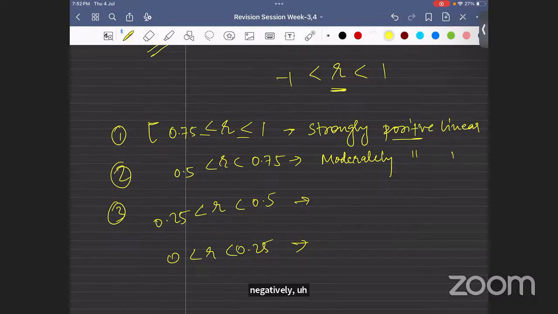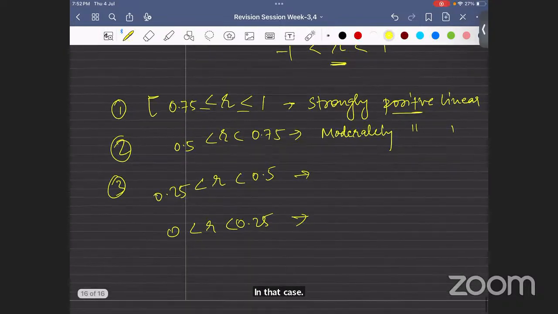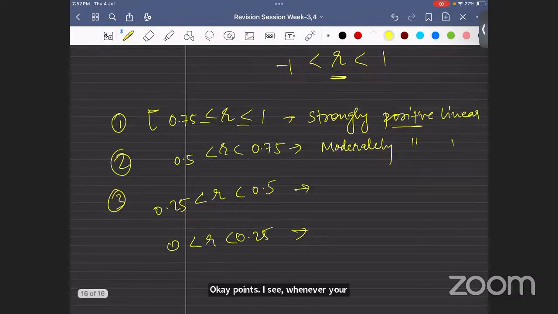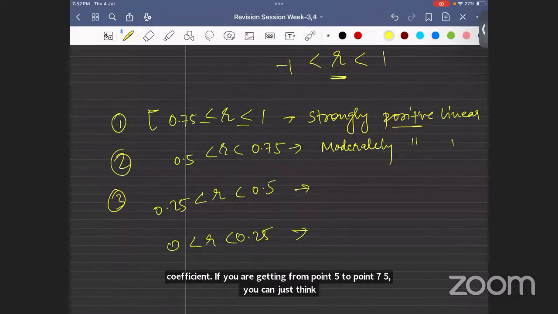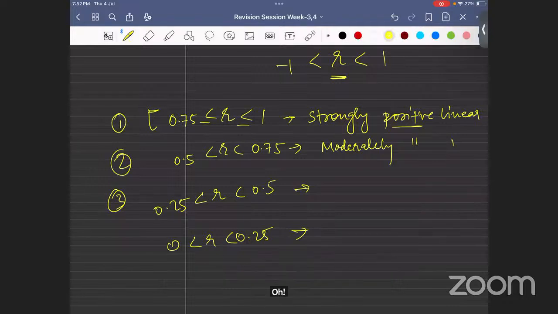Is this clear to everyone? What about 0.5 in that case? See, whenever the correlation coefficient is from 0.5 to 0.75, if you are getting r as 0.5, you can call it moderately positive linear.